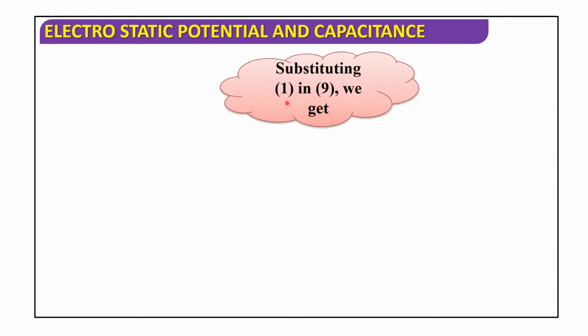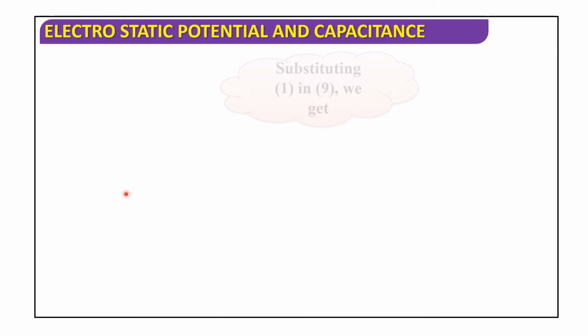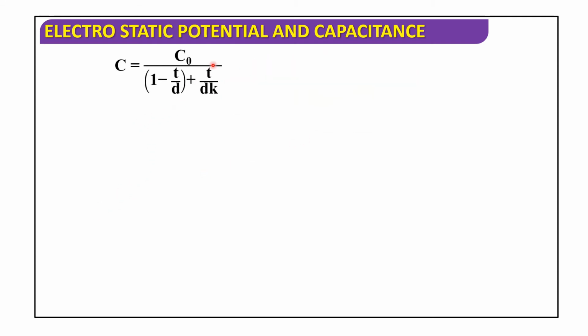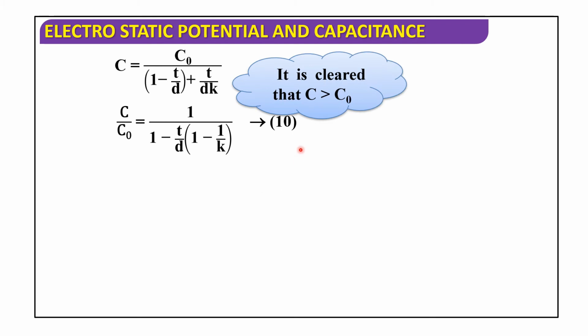Substituting 1 in 9, we get C is equal to C naught by (1 minus T by D plus T by D K). So C by C naught is equal to 1 by (1 minus T by D into (1 minus 1 by K)). Consider this is equation number 10. It is clear that C is greater than C naught.